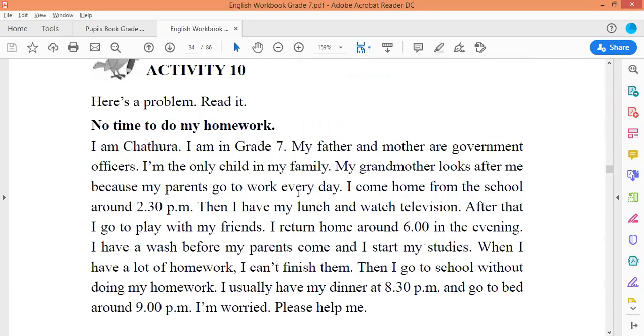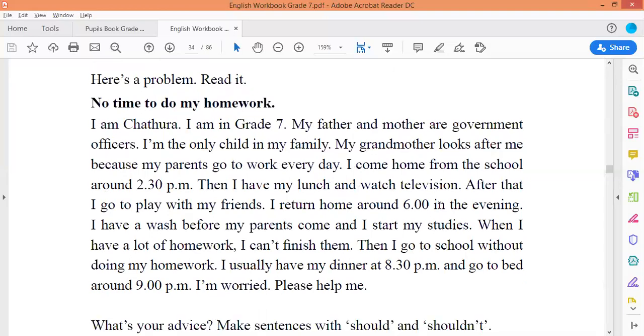Right, let's read. I am Chatura. I am in grade 7. My father and mother are government officers. I am the only child in my family. My grandmother looks after me because my parents go to work every day. I come home from school around 2:30 p.m. Then I have my lunch and watch television. After that, I go to play with my friends. I return home around 6 in the evening.